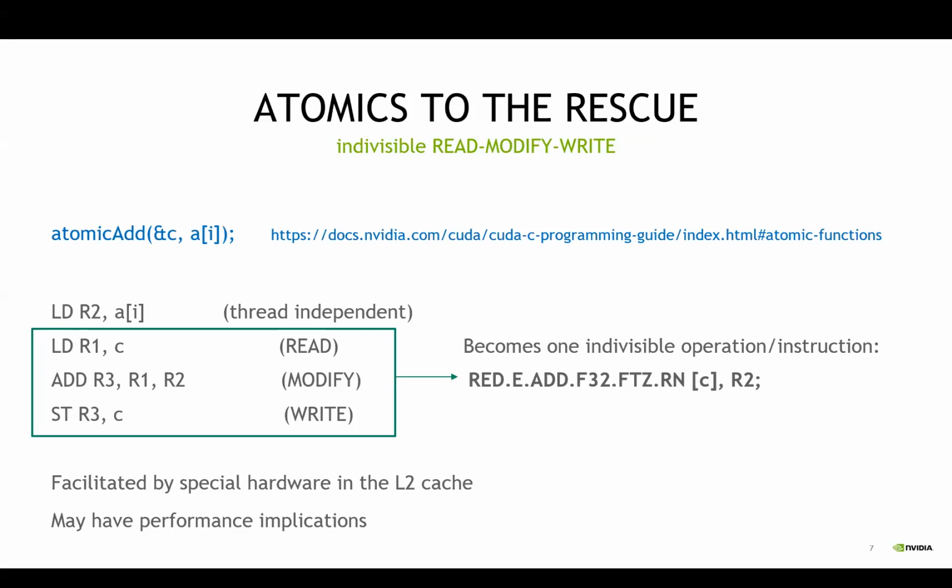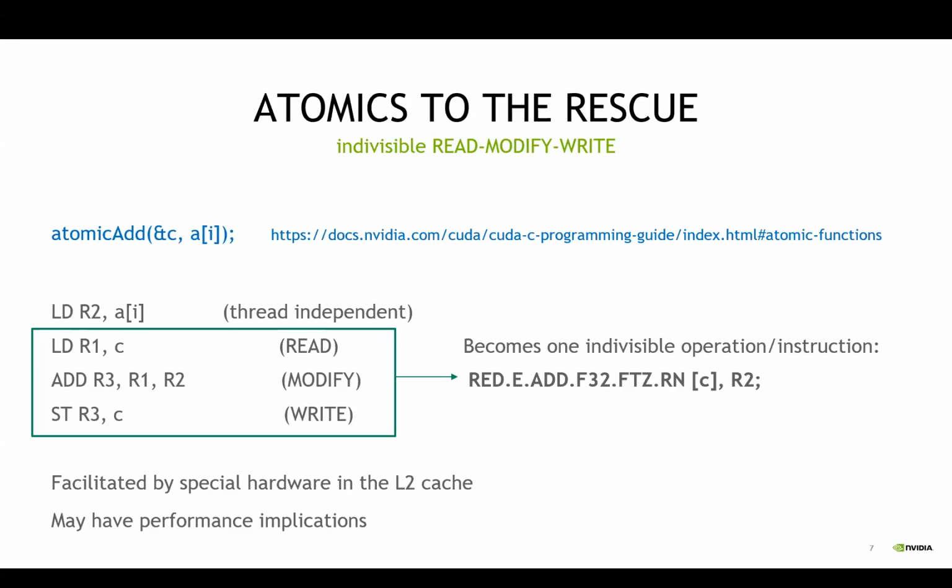The atomic hardware is implemented actually in a place called the L2 cache. And so when the atomic instruction is launched by a thread, there is a harmonization executive, if you will, in the L2 cache that looks at all those atomics and processes them one at a time.